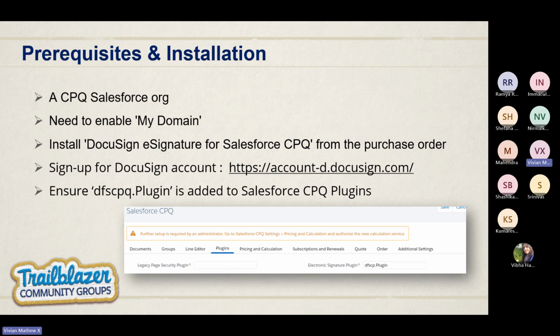These are the prerequisites required for DocuSign e-signature. You have to have your Salesforce CPQ and you have to have your DocuSign account. Along with that, you have to enable your domain in your Salesforce org. This ensures that the right Salesforce org is being connected with your DocuSign. And lastly, you have to ensure that the DocuSign CPQ plugin is added to your CPQ settings. Only then will you be able to use DocuSign effectively.